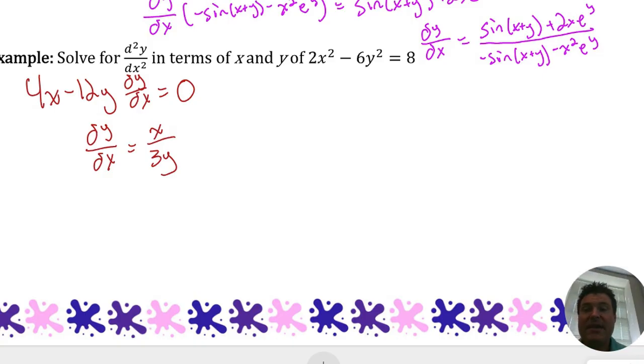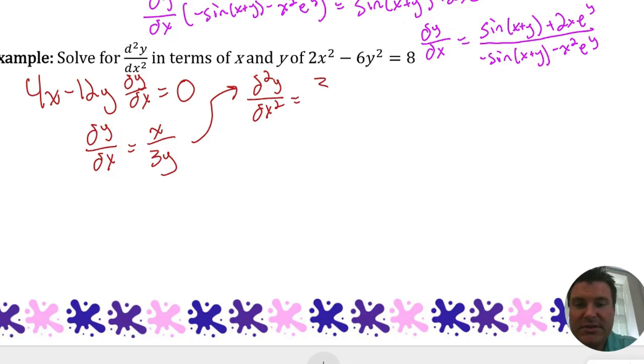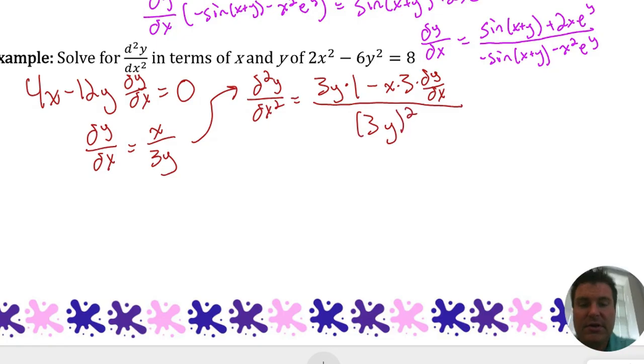And then once I'm here, I can now take the second derivative. That's going to involve the quotient rule. So d squared y over dx squared is equal to low d high minus high d low. The low is 3y, the derivative of the top is just 1, minus high, and then the derivative of 3y is 3 times dy/dx, all over the bottom all squared.